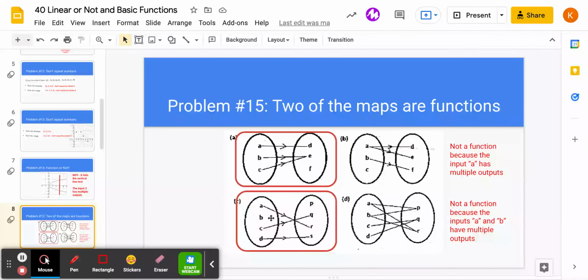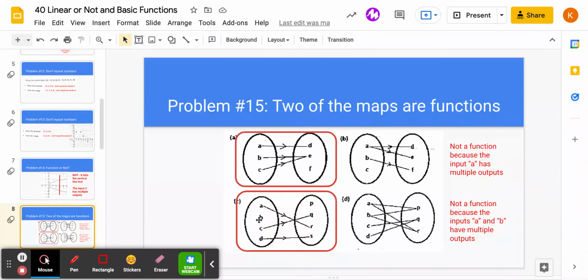You can do that by looking at the left oval, which would be the input, and the right oval, which is the output. And if you notice, each input has only one output. Okay, that would make it a function. Looking the other way at B, the input of A maps to two different outputs. It has multiple outputs. This would mean this is not a function. D is the same thing. A goes to multiple outputs, B goes to multiple outputs. Therefore, D is not a function.